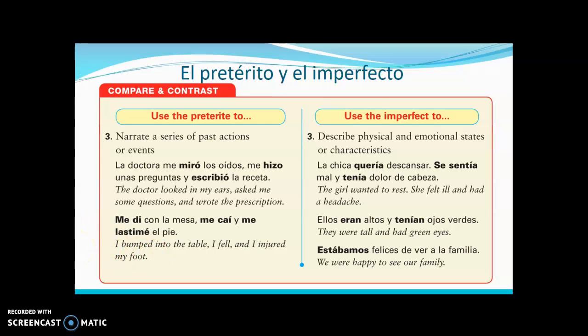Whereas the imperfect is used to describe physical, emotional states or characteristics in the past. La chica quería descansar, se sentía mal y tenía un dolor de cabeza. So she was wanting to rest. She felt ill, she was feeling bad, and she had a headache. Ellos eran altos y tenían ojos verdes. So they were tall and they had green eyes. Estábamos felices de ver a la familia. So we were happy to see our family.